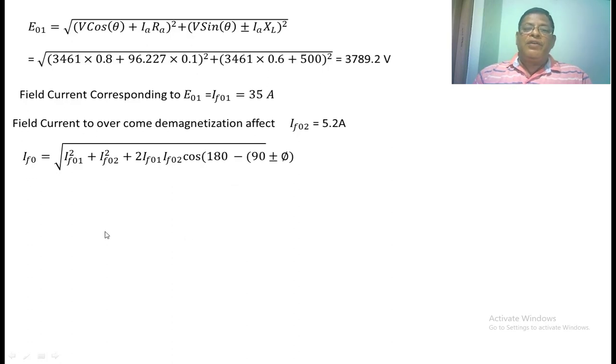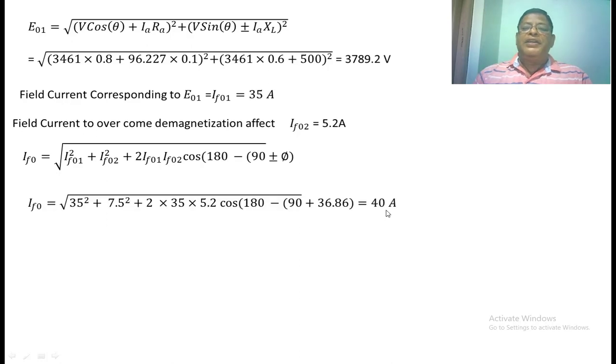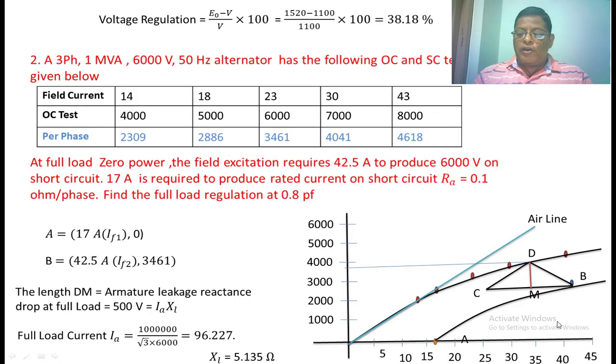Once you know the IF naught, then you have to find out the E naught from the OCC curve. We are getting 40 amperes. Once you got the 40 amperes of field current, you can go back to this graph. Look at the 40 amperes of current here on field, and you draw one vertical line that is intersecting the OCC. At the intersecting point, you have to draw one horizontal line. It gives the E naught, nothing but the no load voltage induced in the alternator.